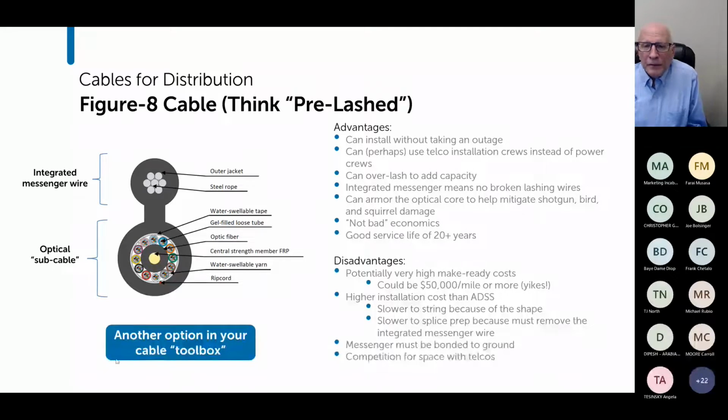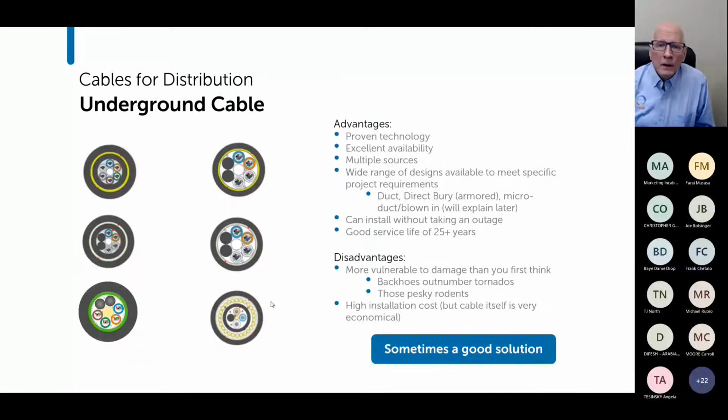I think this is a viable solution. And so I think it's something you ought to consider. Keep it in your cable toolbox. In the distribution world, underground cable can be used, and it's just like using it in a transmission application. So sometimes in a distribution world, sometimes it's a good solution.